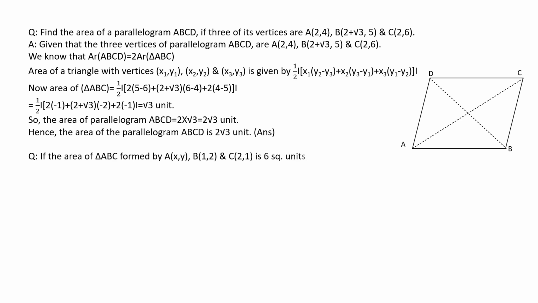The next question is, if the area of triangle ABC formed by A(x, y), B(1, 2) and C(2, 1) is 6 square unit, prove that x plus y equals 15 or x plus y plus 9 equals 0.